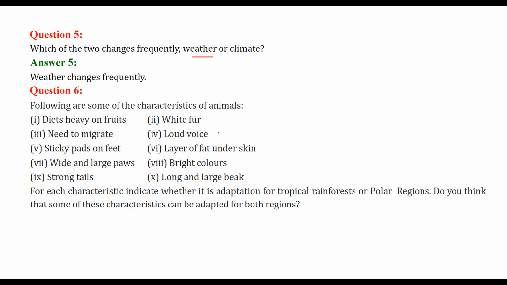These are the characteristics of animal, and for each characteristic indicate whether it is adaptation for tropical rainforest or polar region. So you just have to tell what is expected in the polar region and relate it with the polar region. And for tropical rainforest, you need to see all these 10 options and fit them in tropical rainforest or polar region. One more thing is being asked: do you think that some of these characteristics can be adapted for both regions? So we'll answer it like this.